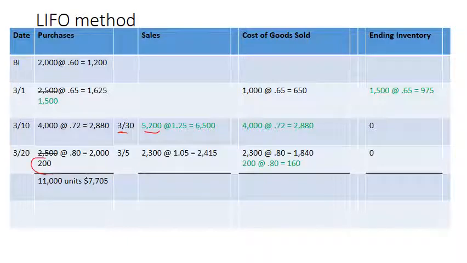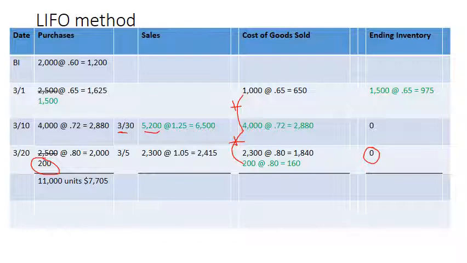So we're going to use up this 200. So this is now 0. So we've got 200 here. So we've got 5,000 left that we have to cover from here. Okay, so we've got 200 plus 4,000 plus 1,000. So that's 5,200. Sorry, this should be green. So that's 1,000 plus 4,000 is 5,000 plus 200 is 5,200.